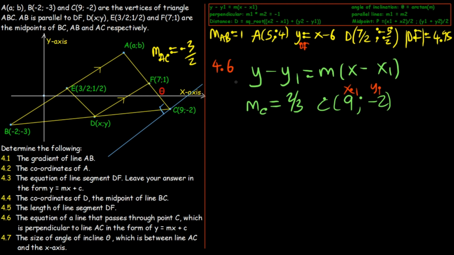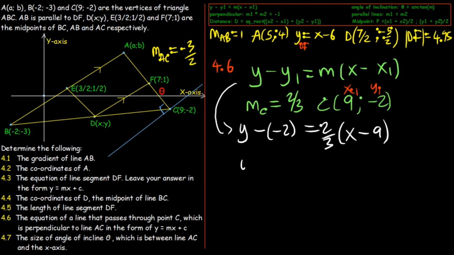Now that we have all the pieces, let's connect them together. So we have y minus our y1, which is -2, equal to the gradient, which is 2 over 3, times x minus our x1, which is 9. Okay, so this will give us a +2 equal to, let's expand the brackets. You have 2x over 3, then minus 18 over 3.